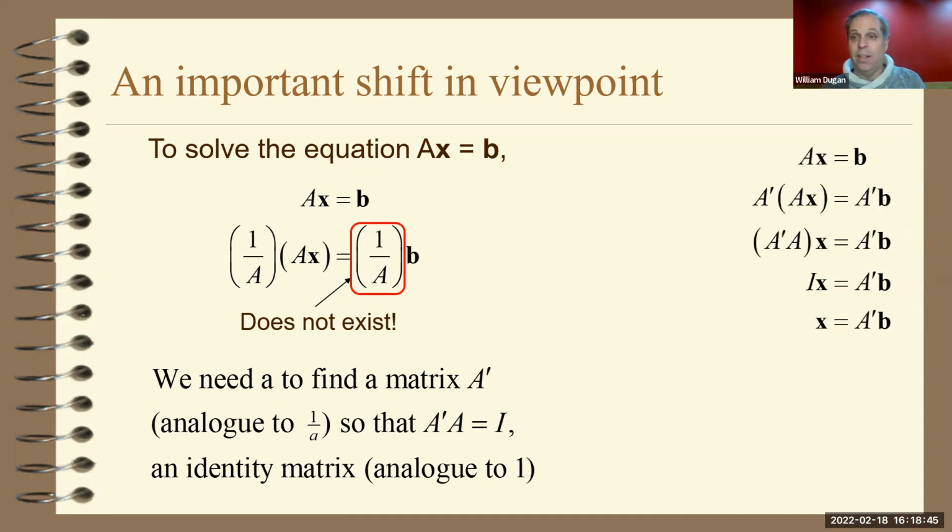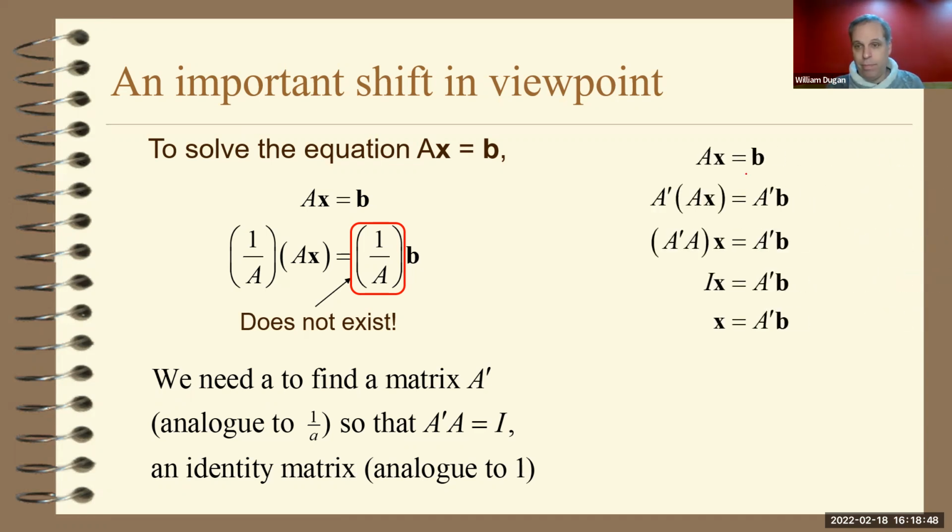So notice that if you start off with the original equation, ax equals b, you can multiply on the left by the multiplicative inverse. You could then reassociate, just like we did before. That reassociation would become the identity matrix, but we know the identity matrix times x is just x, and that gives you the solution. So if we only had this inverse matrix, it'd be really easy to solve the system.